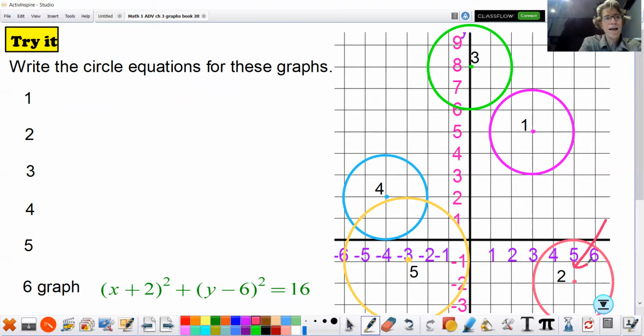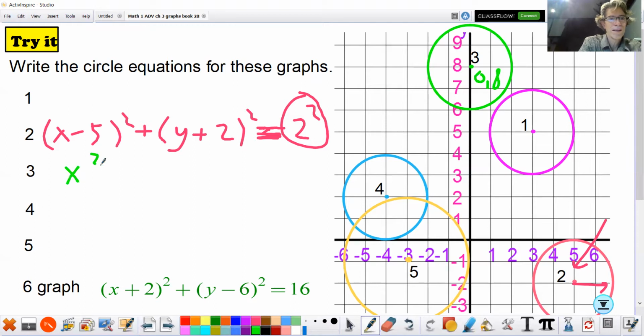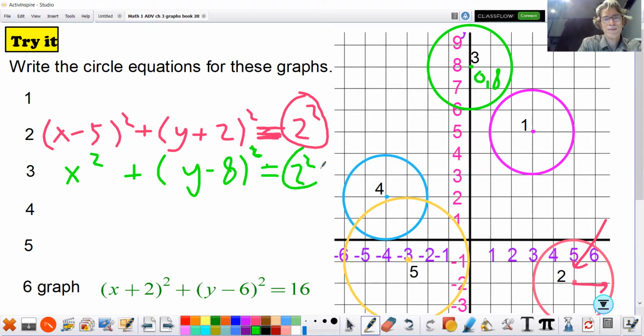So here's the red guy. The red guy was x minus 5 squared plus y plus 2 squared. And his radius, he had a radius of 2. Equals 2 squared. Now you can also write 4 there. It's totally cool to write 4. Okay, 3, the green guy, he's at 0, 8. So we don't have to do anything with the x. And then he's up 8, so y minus 8 squared. And he also has a radius of 2 squared, or 4.